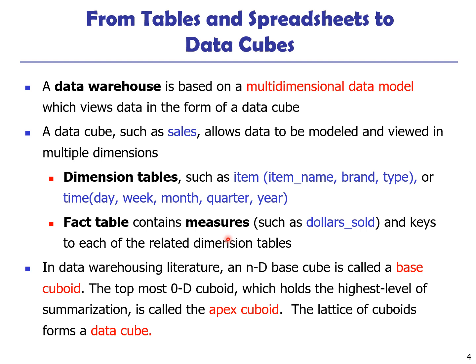Now, in data warehousing, an n-dimensional base cube is called the base cuboid, where the topmost cuboid is the 0-D cuboid, which holds the highest level of summarization, and it's called the apex cuboid. And the cuboids below that form the data cube.